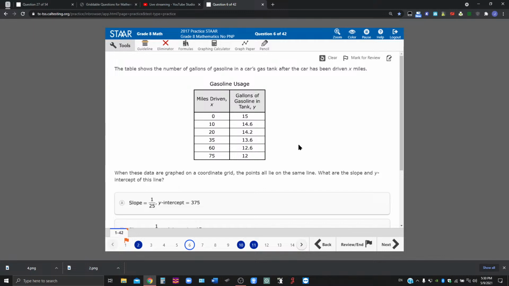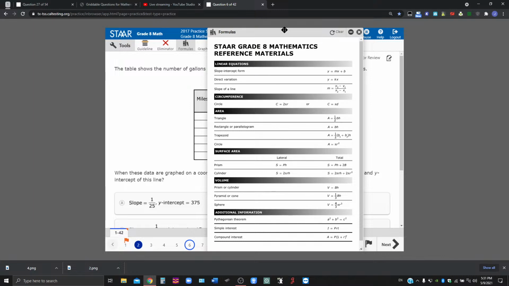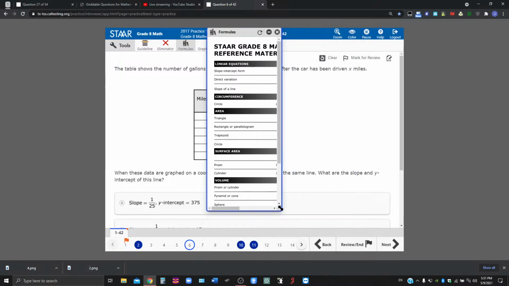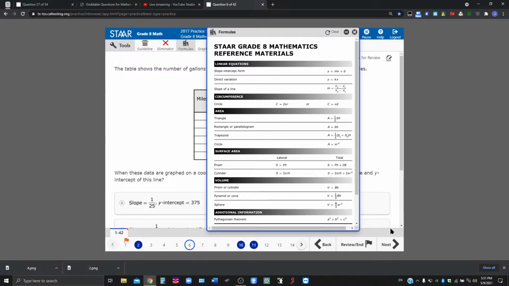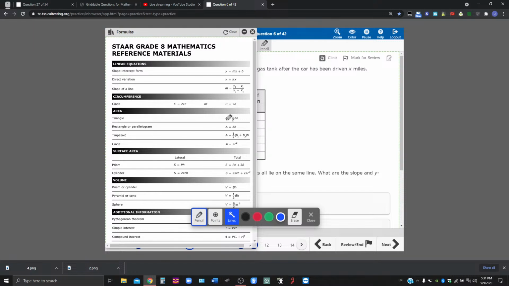And here I'm going to introduce to you the formulas. Click the formulas. It has all the formulas given to you as reference. It has a resize handle at the bottom corner, and you can use that to resize. And we can also use this together with a pencil. Say we are doing the slope. Let's find out the slope formula. That's here. This is the slope formula.